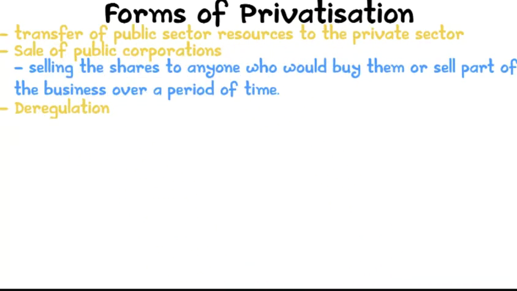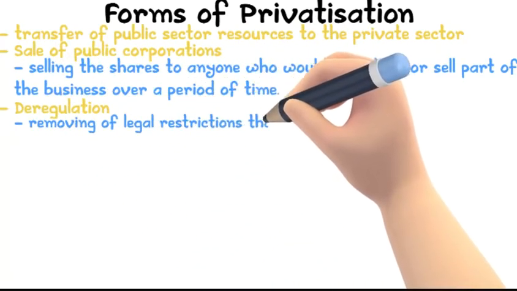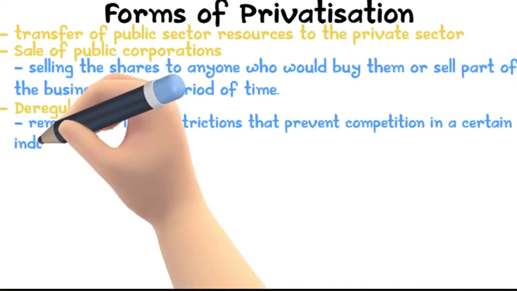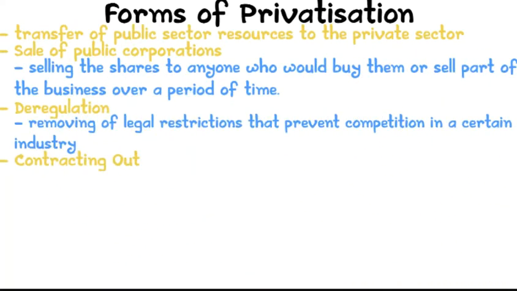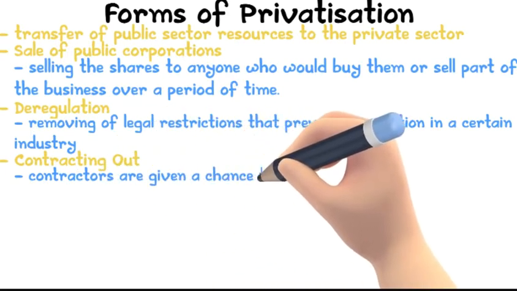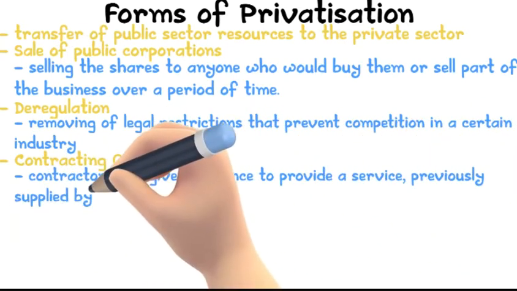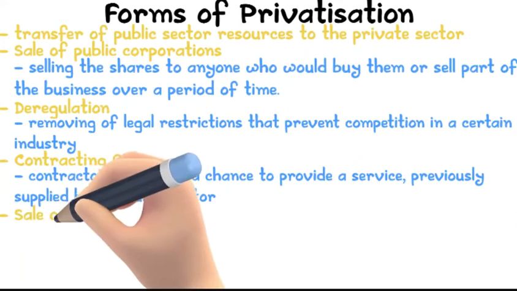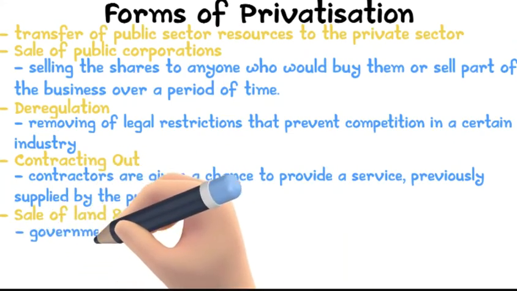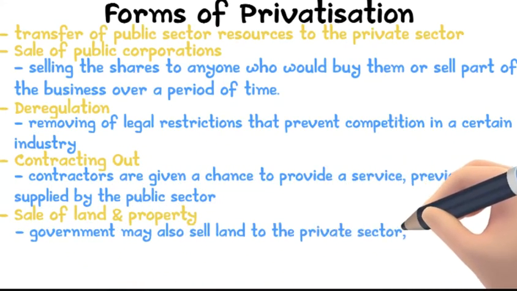Deregulation. This is the removing of legal restrictions that prevent competition in a certain industry. Contracting out, where contractors are given a chance to provide a service previously supplied by the public sector. Sale of land and property. The government may also sell land to the private sector, for example, for agriculture.